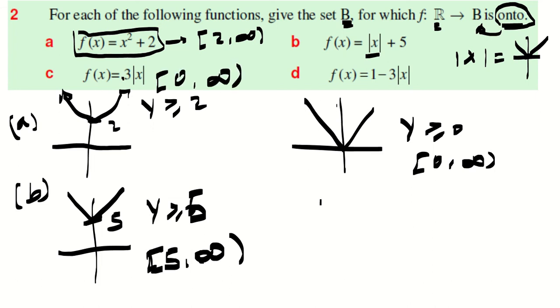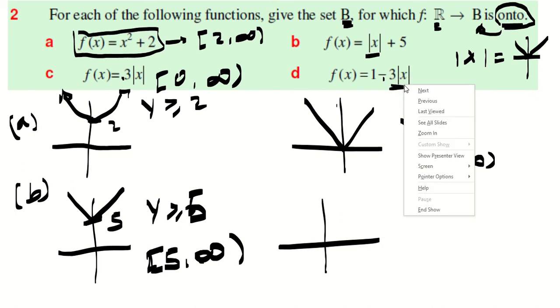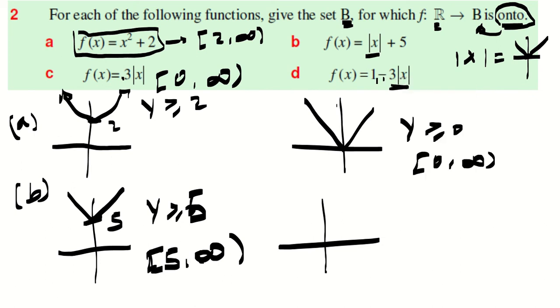And the last one, D, says 1 minus absolute value of 3x. It has to be downward because the coefficient of the absolute value is negative. But where is the vertex? If you insert 0 in place of x, it will be 1 minus 0, which is 1. So you have to bend it at 1, and the graph will be downward.